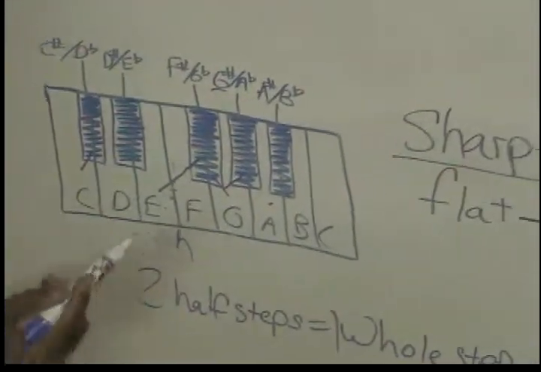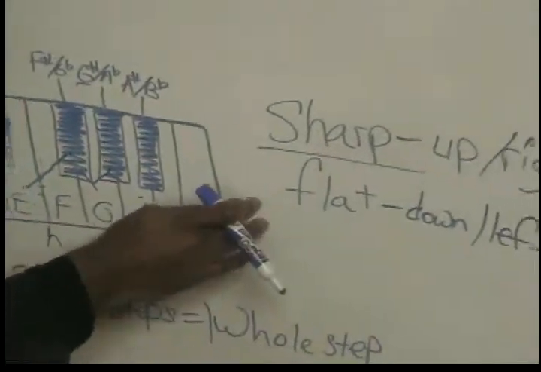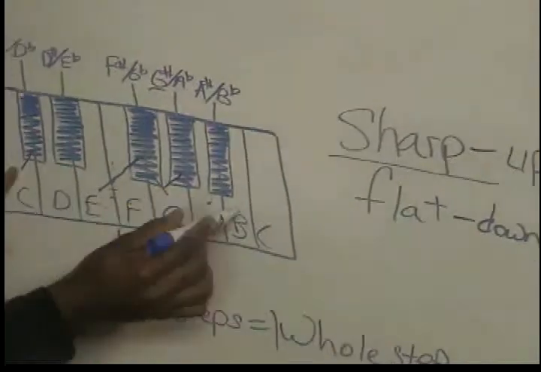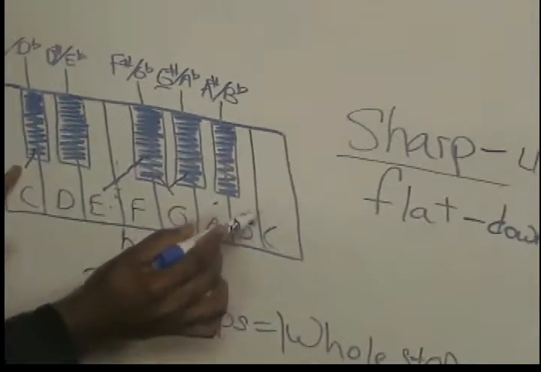Now, since we run out of space on here, use this C right here. From B.